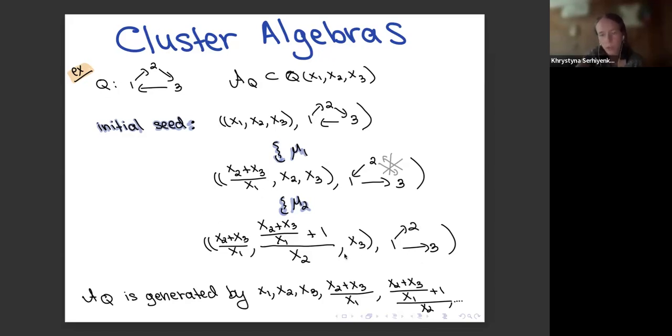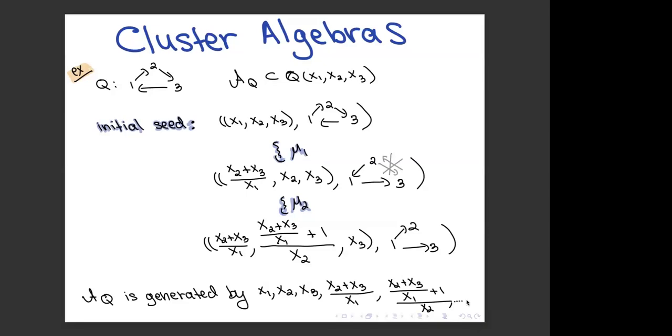So now this is your new seed, and now you have to mutate again. And so you have to do this for all the possible directions, 1, 2, 3, and generate possibly infinitely many cluster variables in this way. So your algebra A sub q is generated by x1, x2, x3, the initial cluster variables, as well as this one you got via mutation, as well as this one you got via mutation, then... okay? Repeat the procedure, get more variables, get more relations, and so on. All right, questions here.